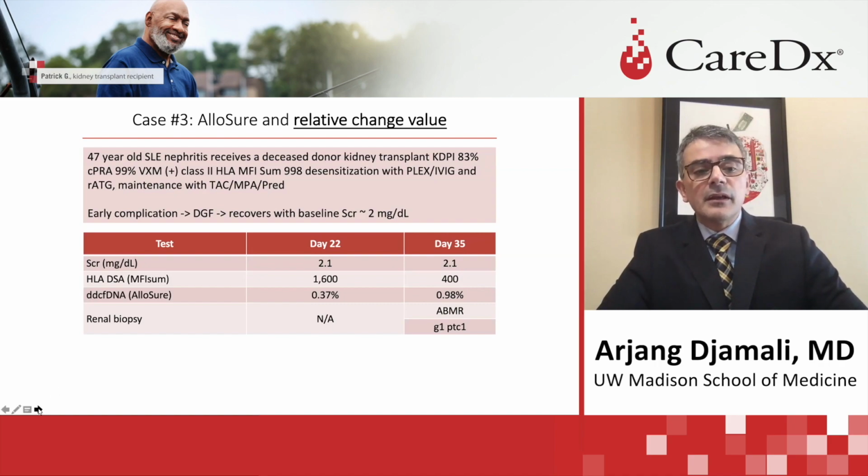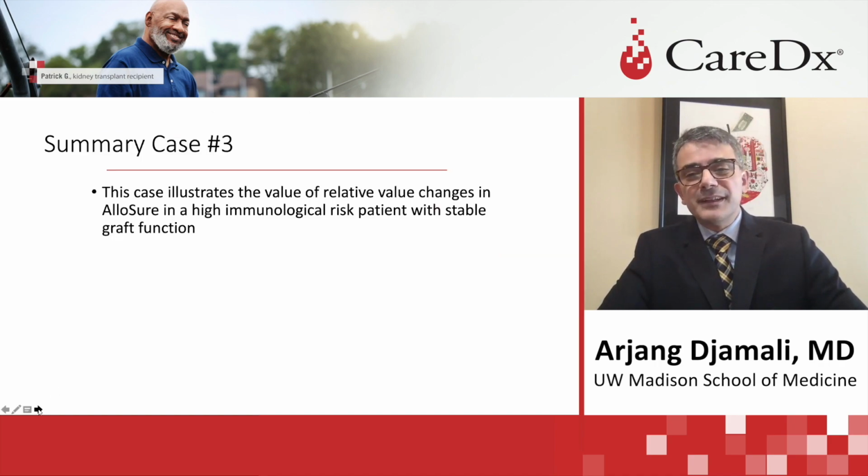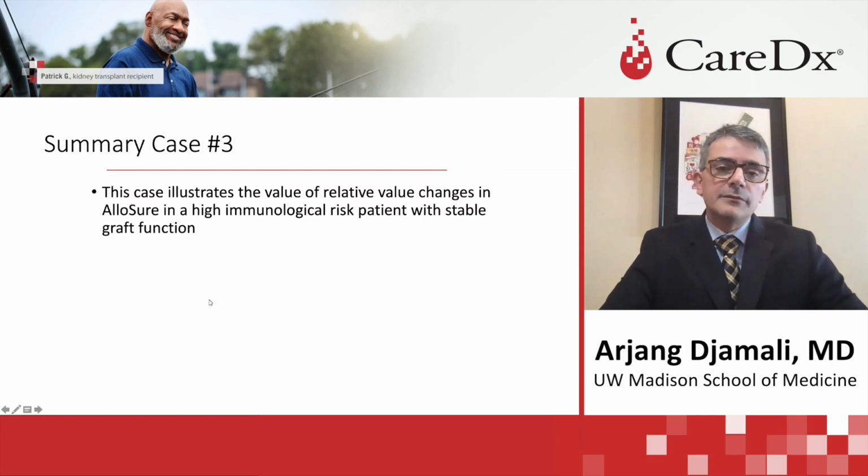So this confirms the value of a relative change in percentages of AlloSure readings in a high immunological risk patient as an indicator of subclinical rejection.